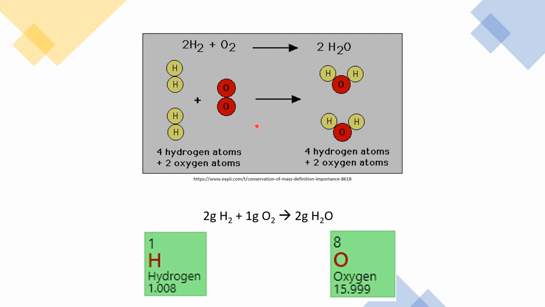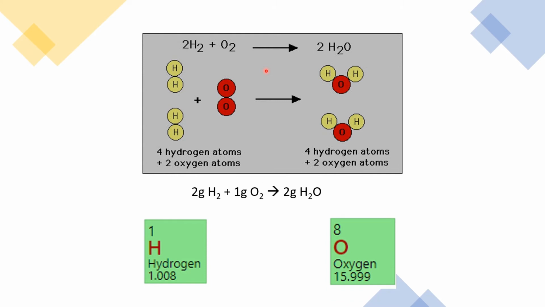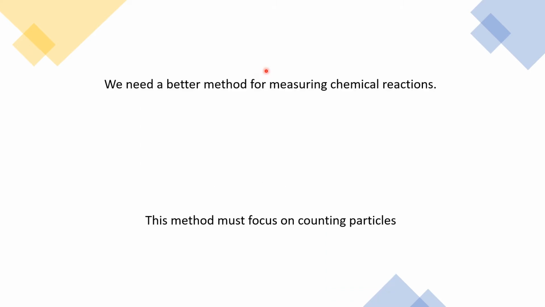And so when we're working in the lab and we're measuring out substances and we're measuring in grams, we can't just put things in simple ratios in the same way that we've done when we've balanced an equation. We have to be looking at the number of particles, and this can become a little bit problematic. Essentially, we need a better method for measuring chemical reactions, and the method must focus on having a count of particles rather than trying to get a mass or a volume or something like that, because the masses and the volumes do not follow that same ratio of particle count like we've already seen when we've been balancing our equations.